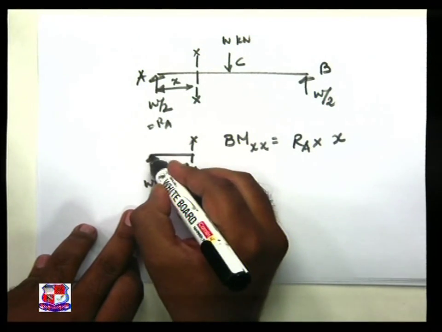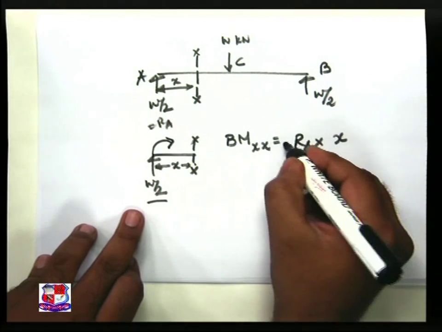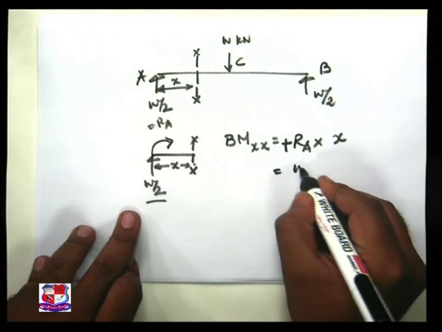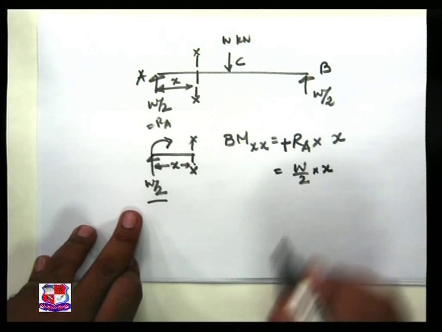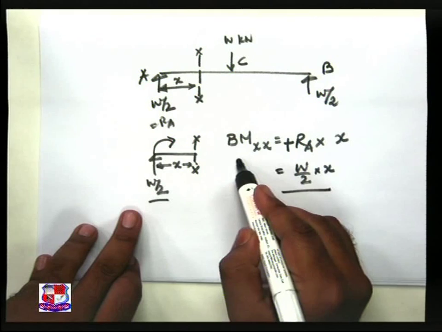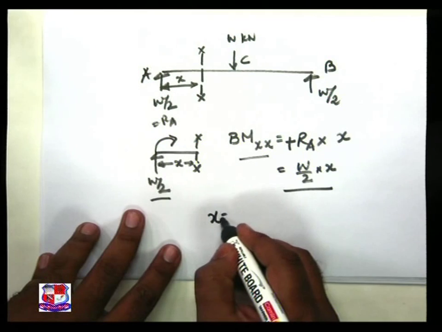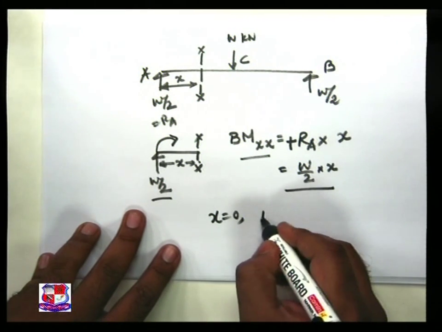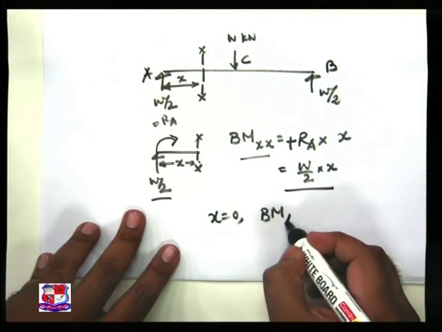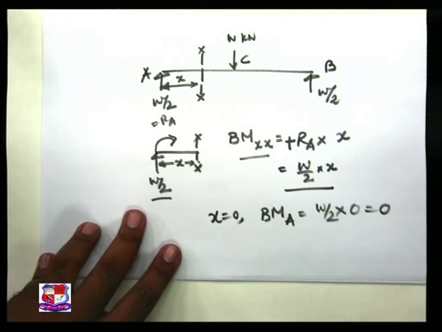Now this creates a moment at the section, left clockwise, treated as positive with our sign convention. What is RA? That is W by 2, into X. This is the moment developed, the bending moment at the XX section. Means if I take X equal to 0, then what is the bending moment at A? X is equal to 0, so W by 2 into 0 is 0.